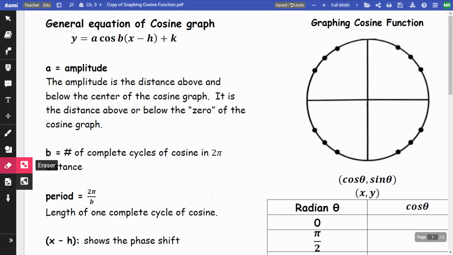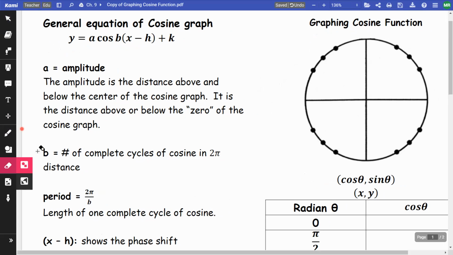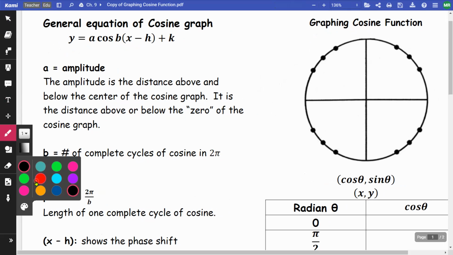The A is your amplitude. That's how high above or below your center, like your zero, your graph is going. We always consider it as an absolute value. So whether it's positive or negative, the amplitude is always going to be given as a positive. The A being negative is going to affect the direction that you're going to be going in your graph, but the distance above or below is still going to remain the same.